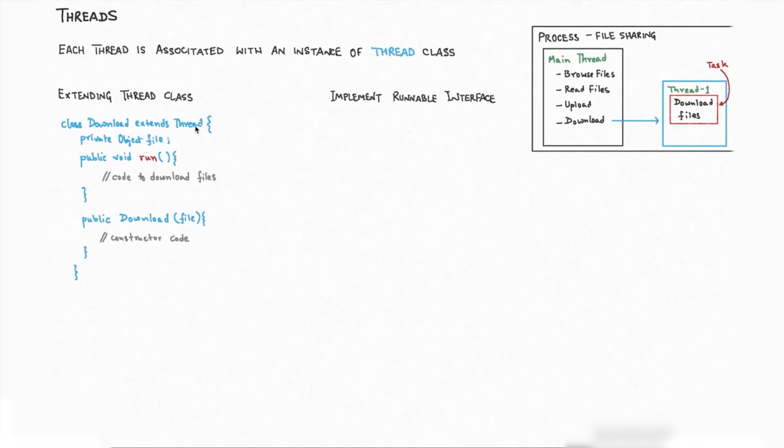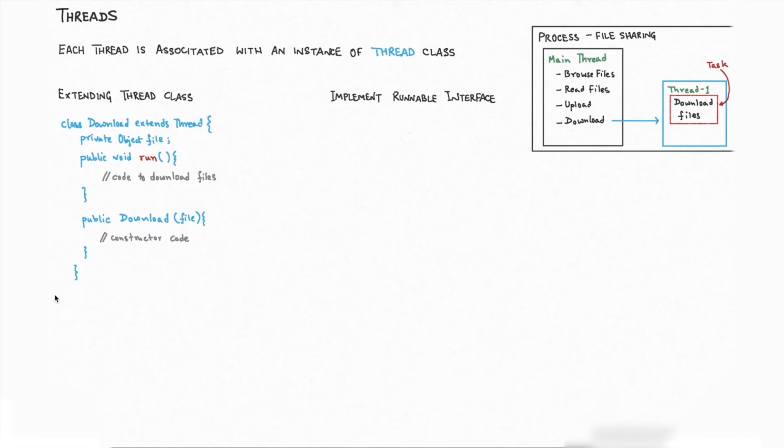Whenever we are creating a thread or any class that is intended to be used using threads, we always have to define a run method. And in the run method, we will have the task that we want a separate thread to carry out. Great. Now we have our download class.